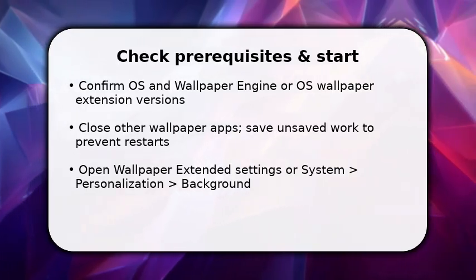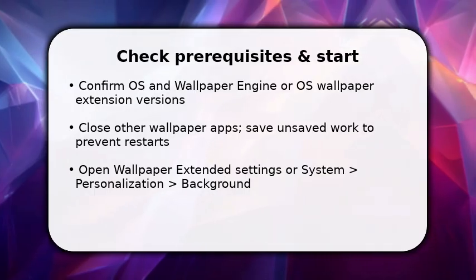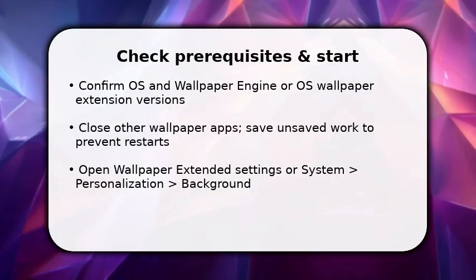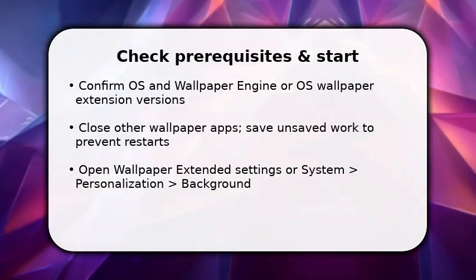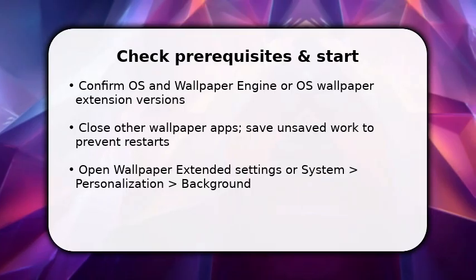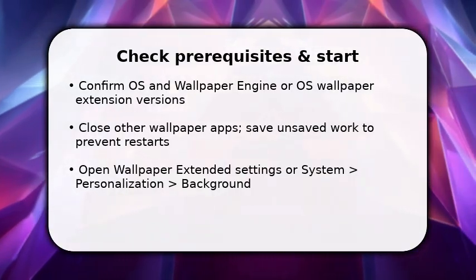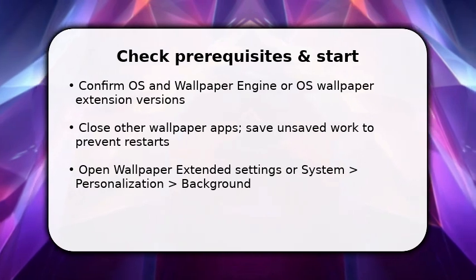Now open the Wallpaper Extended interface or go to Settings, System, Personalization, Background. You will see the extension listed. Select it and prepare to disable active features. This first step ensures you target the right service and avoid accidental changes to unrelated settings.